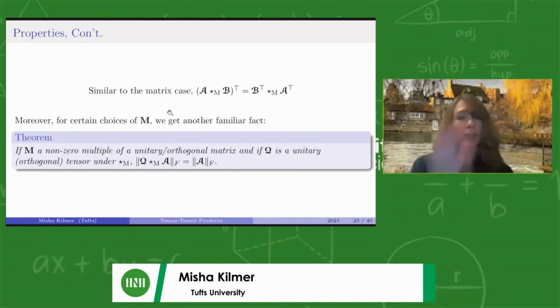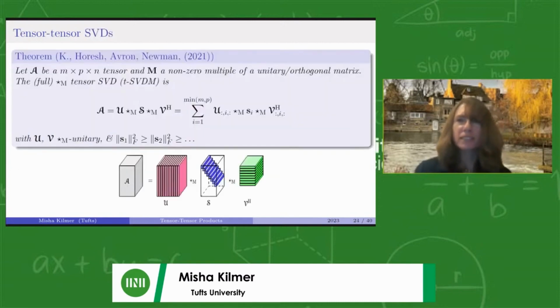Now, if I were earlier, to define star M, all I need is an invertible matrix M. But if I take M and restrict it to a non-zero multiple of a unitary or orthogonal matrix, then if Q is unitary under star M or orthogonal under star M, the Frobenius norm is preserved under multiplication by a unitary or an orthogonal tensor, which is a really nice feature because it suggests that now we can, in fact, get to our notion of a tensor singular value decomposition.